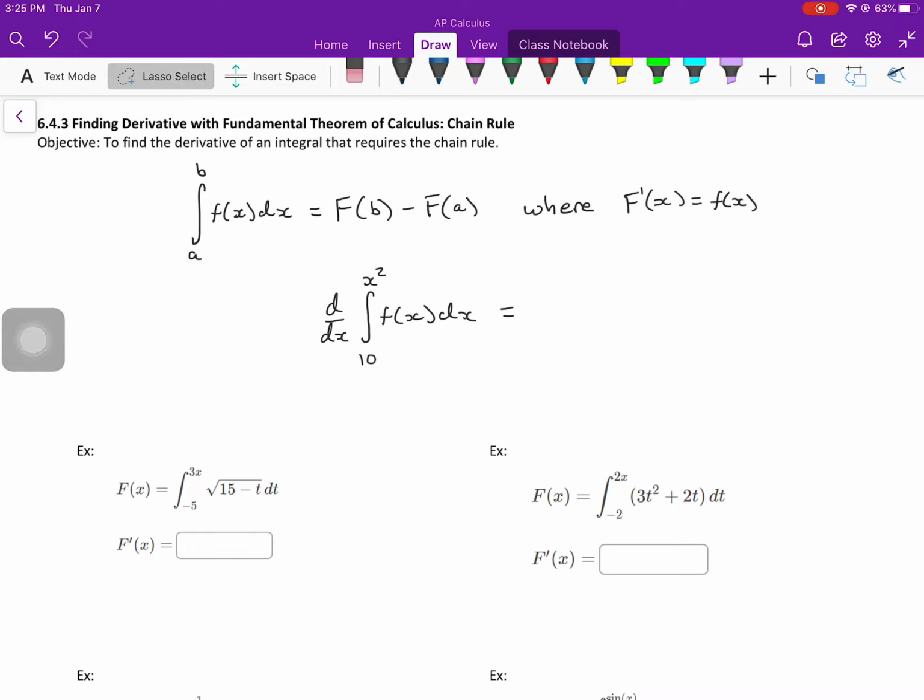So what I'm going to start with is focusing in on this integral. If I were to rewrite that, that would be big F of x squared minus big F of 10. Right? According to this, we're just finding big F of x squared minus big F of 10. That's what we're doing with the bounds here, right? We did the antiderivative of little f to get big F. And don't forget, we're still going to derive these.